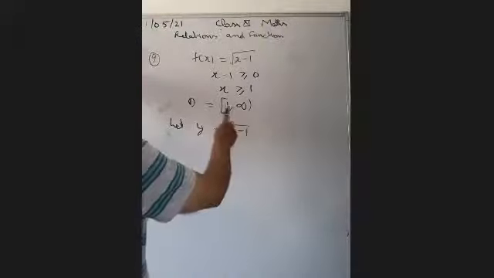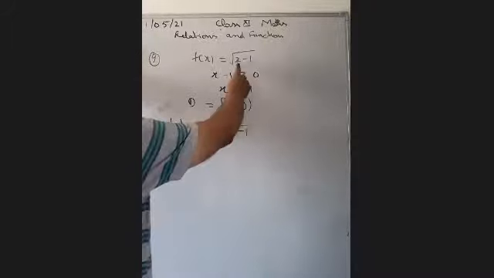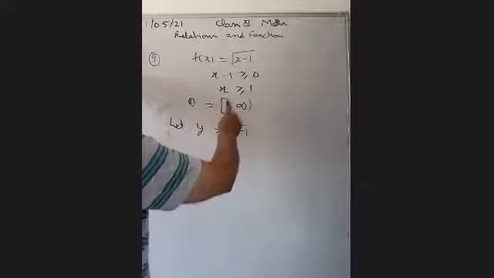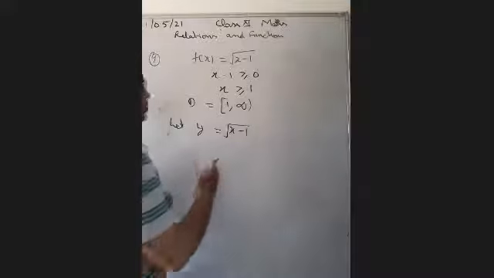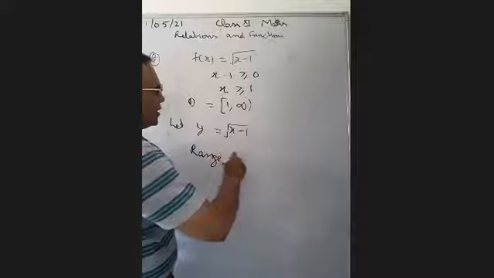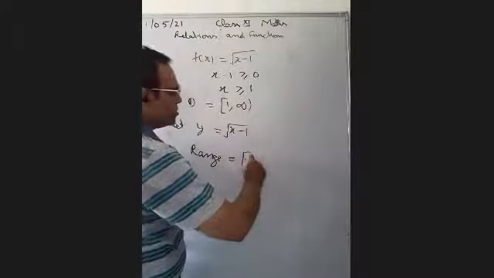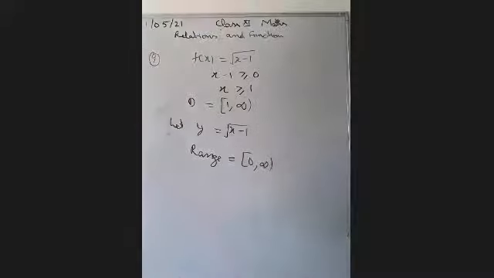Look, we have to find the minimum and maximum value. If we put x is equal to 1, the minimum value is 1, and we will get the value of y equal to 0. So the minimum value will be 0, and for the maximum value there is no limit. So the minimum value will be 0 and maximum will be infinite. So you have to take care whenever you write the range, because the range depends on domain also.